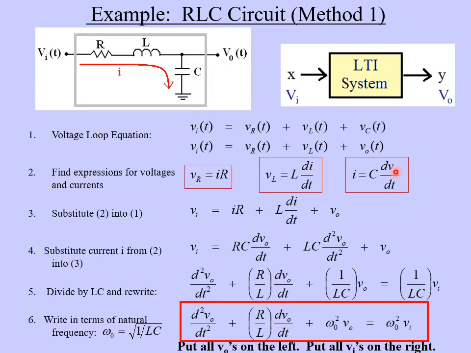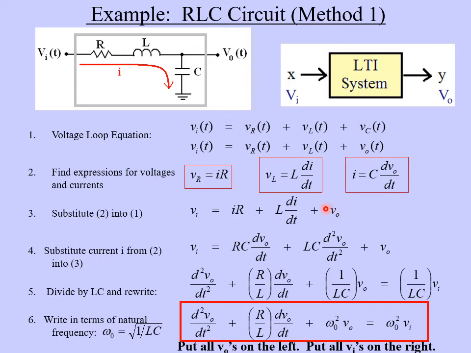So the first thing we can do is take this expression here and substitute it in for VR. We'll take this expression and substitute it in for VL, and we get this equation here. The input voltage, VI, is equal to IR plus L di dt plus the output voltage, V out.